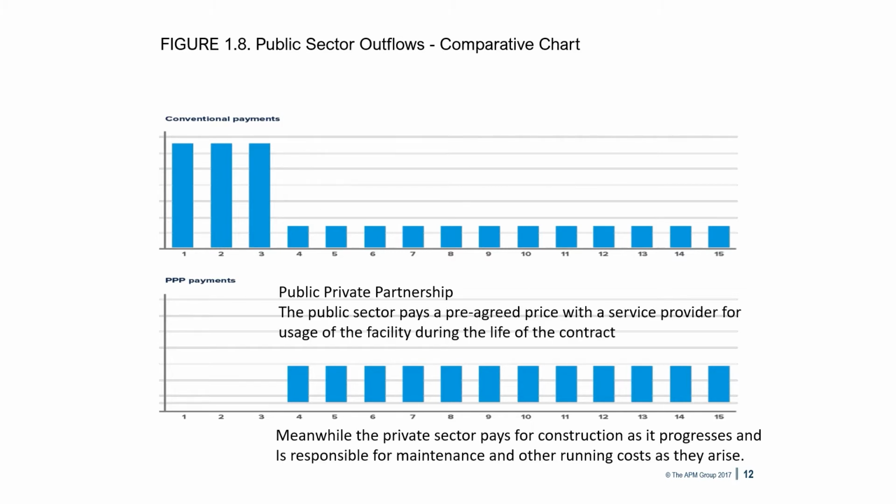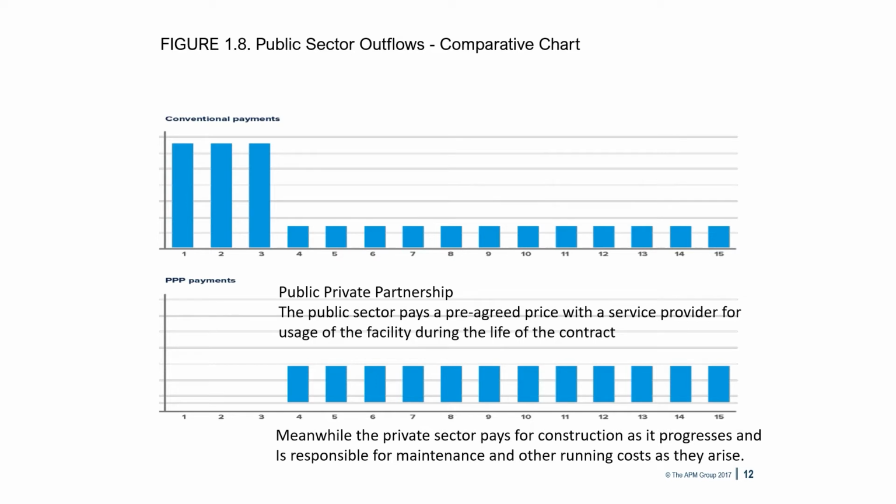Under a public-private partnership, the public sector pays a pre-agreed price to a service provider for usage of the facility during the life of the contract, and only when the services commence. Meanwhile, the private sector pays for construction as it progresses and is responsible for maintenance and other running costs as they arise. So we can see here that the amount that the public sector is paying during the period of service operations is slightly higher than it would be under a conventional procurement. But on the other hand, the public sector has not made any upfront capital payments, and indeed the quality of that service delivery is what will cause the private sector to be paid.